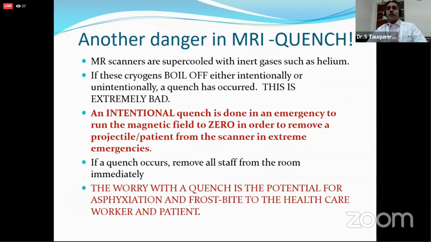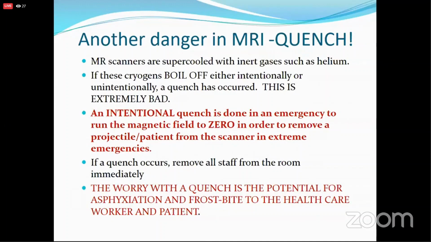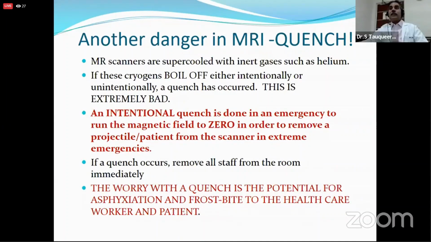A very important thing is MRI quench. So it's a very dangerous situation. It needs to be tackled in a very competent manner. The MRI scanner is supercooled with inert gases, with helium. So now these cryogens can boil off anytime, either intentionally or accidentally, and this can be a very terrible situation. Sometimes we need to do an intentional quench.